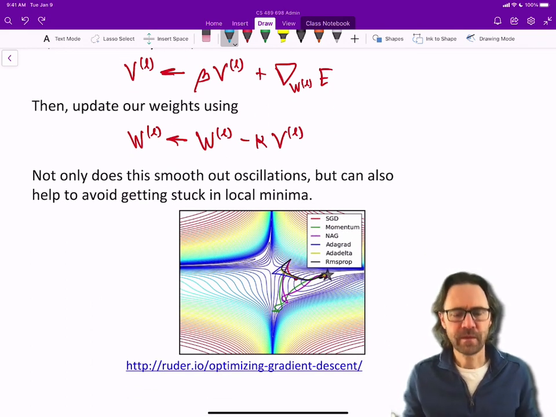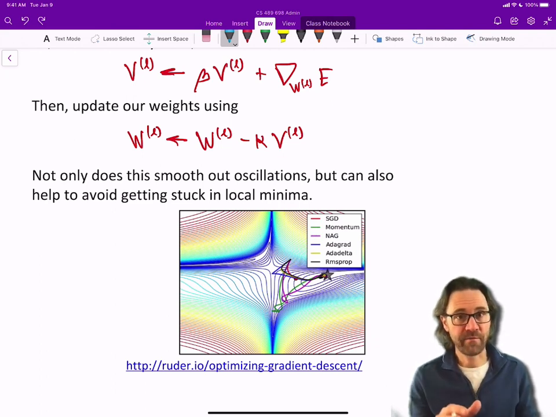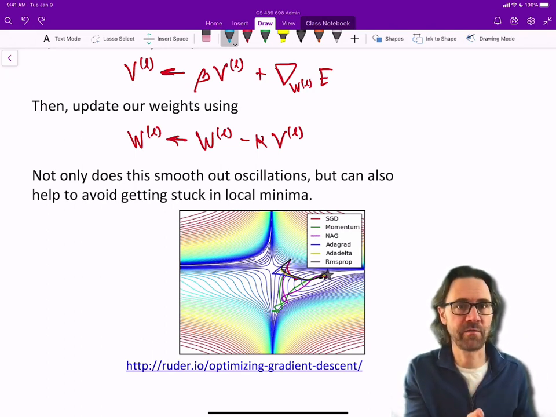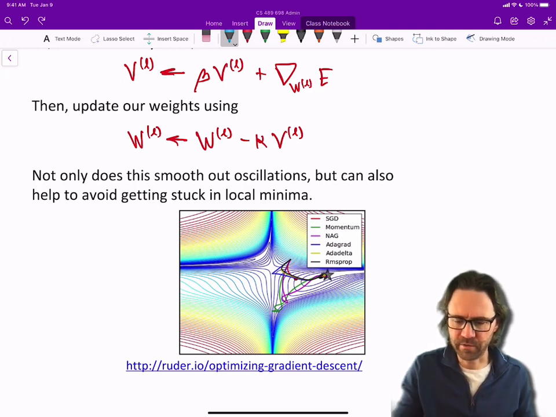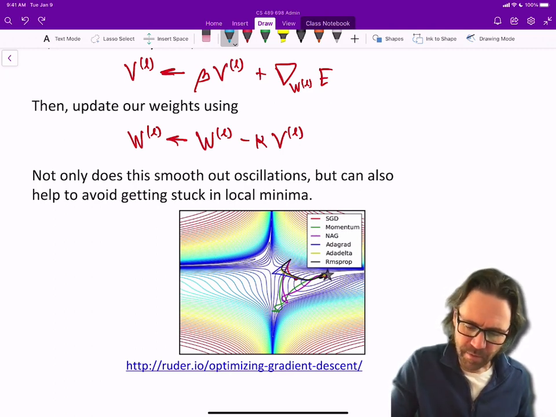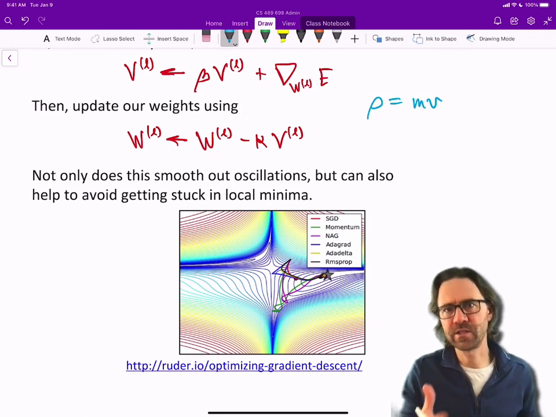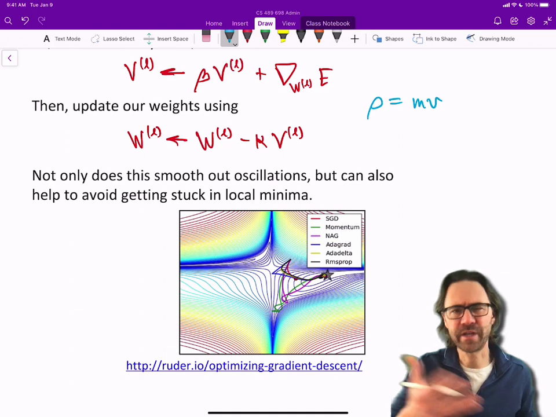Okay. So we have to add a variable now. We're not just tracking the weights, but we're tracking a parallel set of parameters that are velocities or momentums. Of course, momentum and velocity are related, right? Momentum, which is often represented by rho, is basically mass times velocity. So as long as your mass is constant, then your velocity and your momentum are essentially the same thing.